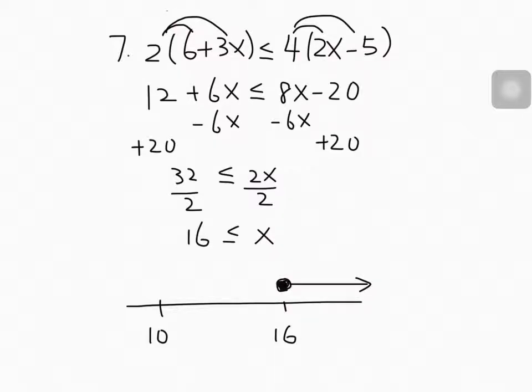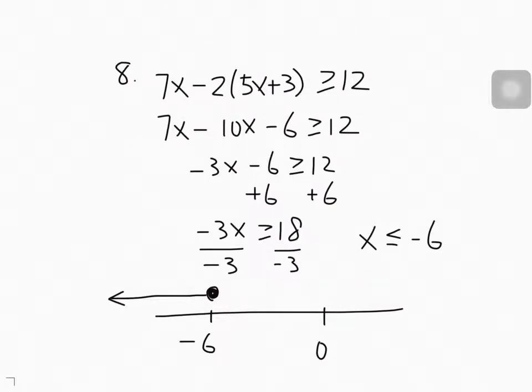So any number greater than or equal to 16 should be our solution. So you should shade your endpoint 16. Any number to the right of 16 should be part of the solutions. Number 8, 7x minus 2 times 5x plus 3 greater or equal than 12.